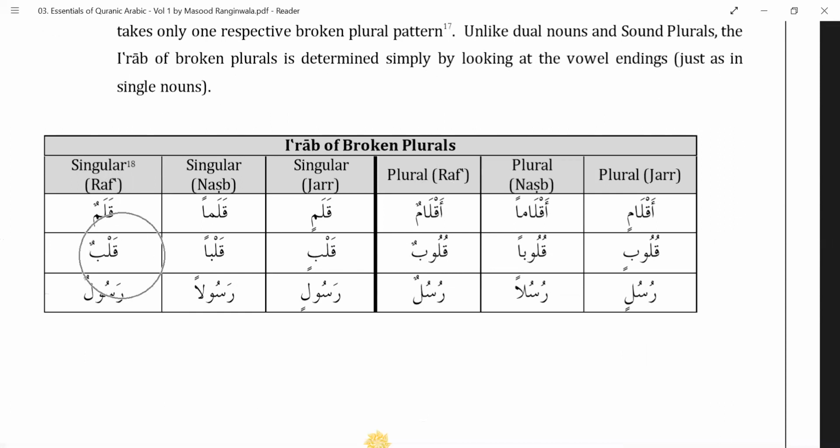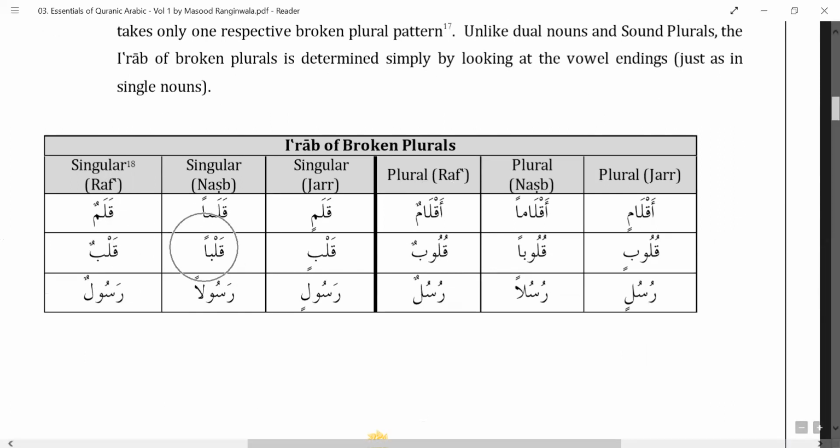Same way, qalbun is one heart. Qalban, one heart in nasb. Qalbin, one heart in jar. Qulubun is the plural for qalb. Qalb is one heart, qulub, many hearts. Qulubun in rafa, quluban in nasb, and qulubin in jar. Same way, rasulun is one messenger, rasulan in nasb, and rasulin in jar. The plural for rasulun is rusulun, many messengers: rusulun in rafa, rusulan in nasb, and rusulin in jar.